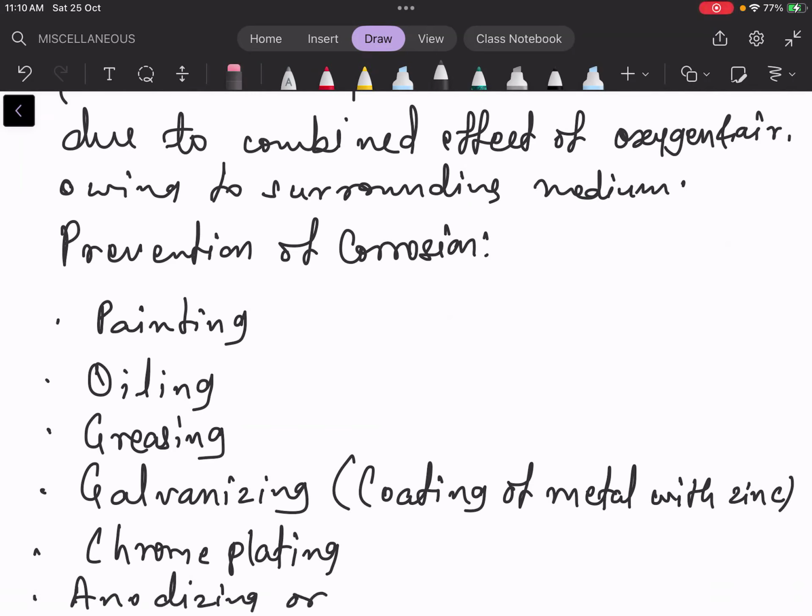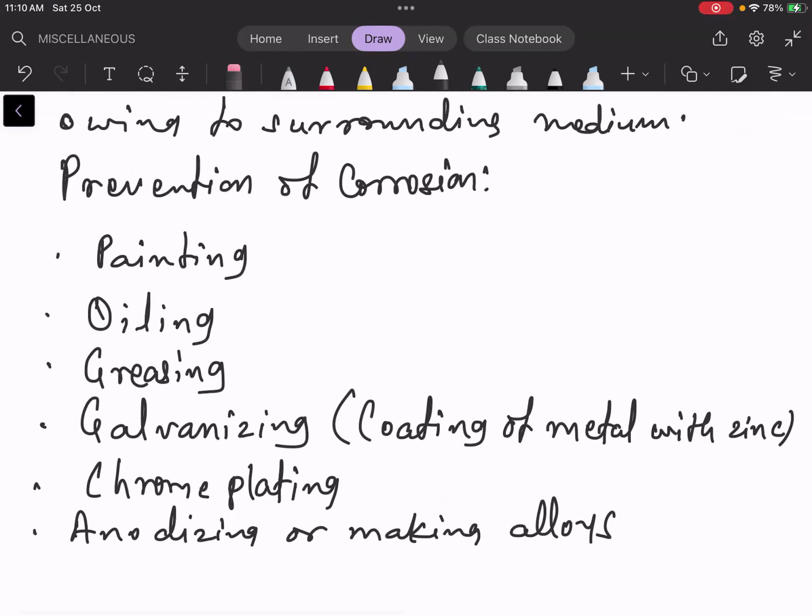Or making alloys. Now, what is alloy? Alloy is a mixture of two or more metals. It may be homogeneous or heterogeneous. Basically, alloy is a mixture of two or more elements, out of which at least one should be metal.